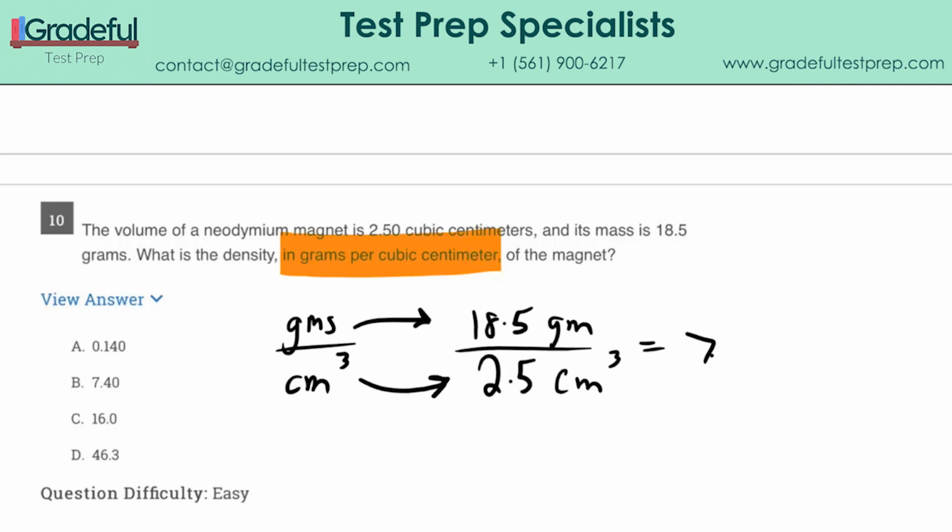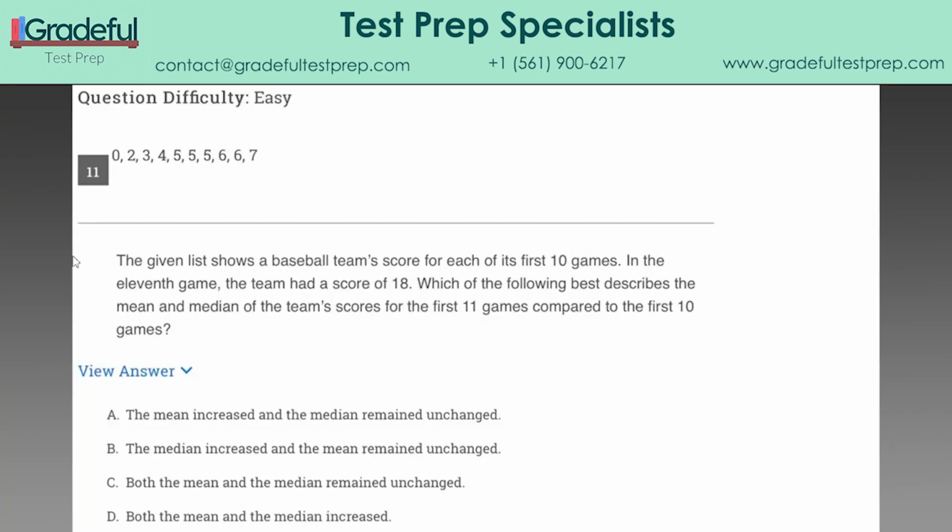and we get 7.4, which is B for number 10. So in question 11, we're hearing that these are 10 scores and that there's an 11th score that's an 18. So one that's much bigger than the rest. How's that going to affect the mean? The SAT definitely likes asking about what happens to the mean when a new number is thrown in.